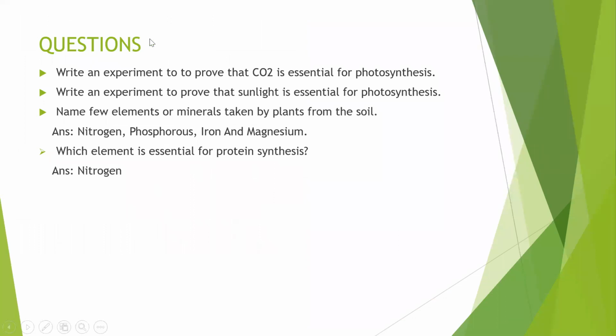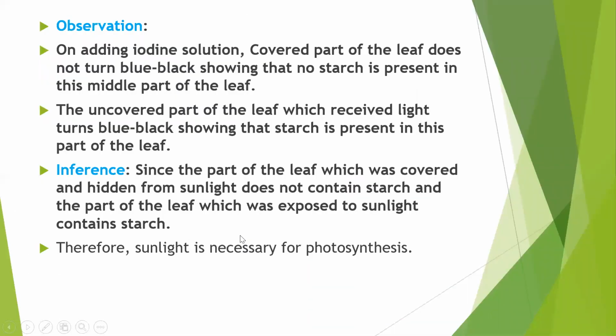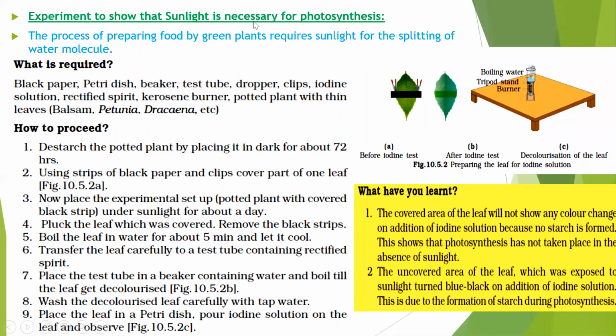Questions they can ask from this part: Write an experiment to prove that carbon dioxide is essential for photosynthesis. This is Activity 6.2, from your textbook you can write that. Write an experiment to prove that sunlight is essential for photosynthesis. We already saw the experiment. This one is there in your lab record.